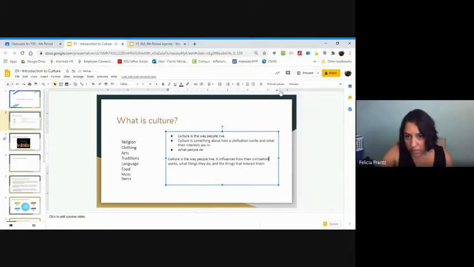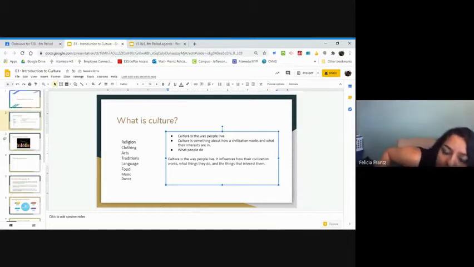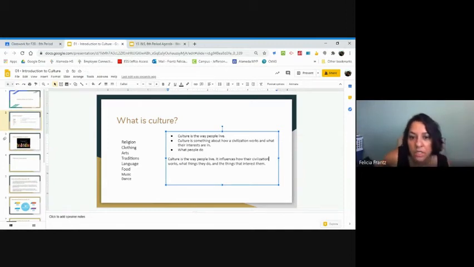So I think this is a good starting point. So culture is the way people live. It influences how their civilization works, what things they do, and the things that interest them. So this can include a shared religion, clothing, arts. Actually, I'm going to put a shared way people live. So culture can be many things.